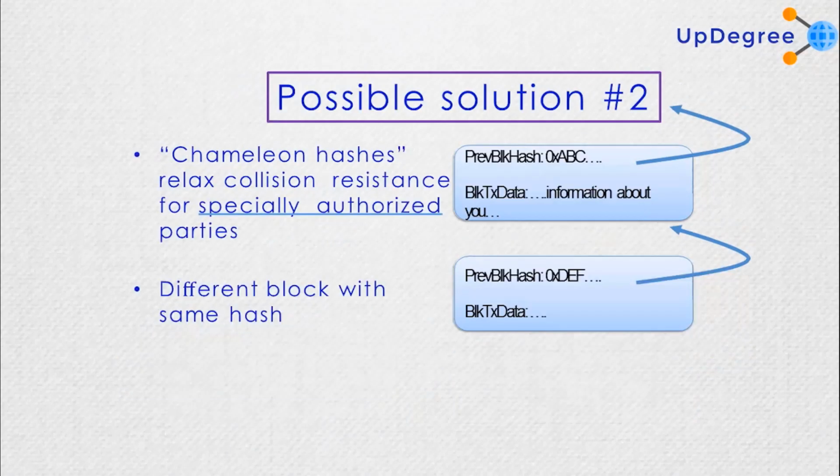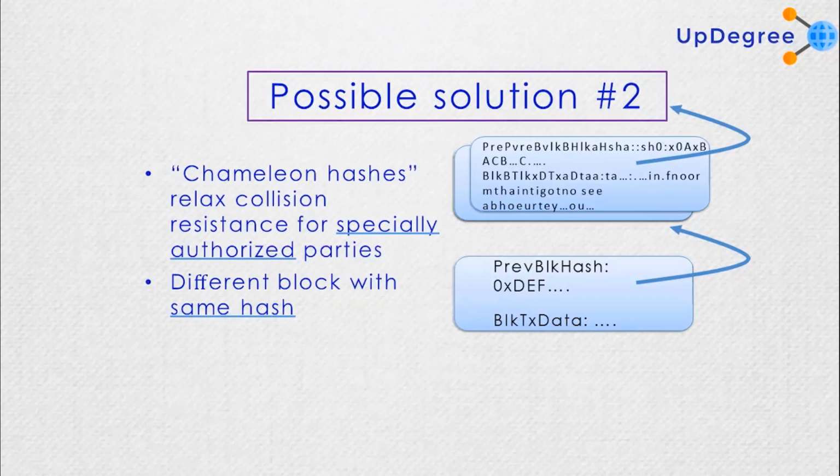Solution 2 can be given for specialized authorized parties. What I'm saying is it is not collision resistant, and you can have a different block with the same hash. The hash will be the same, but you have a different block because you are having some trusted parties in this. Or it can be available as collision resistance with some other authorized parties. These are some of the possible solutions.